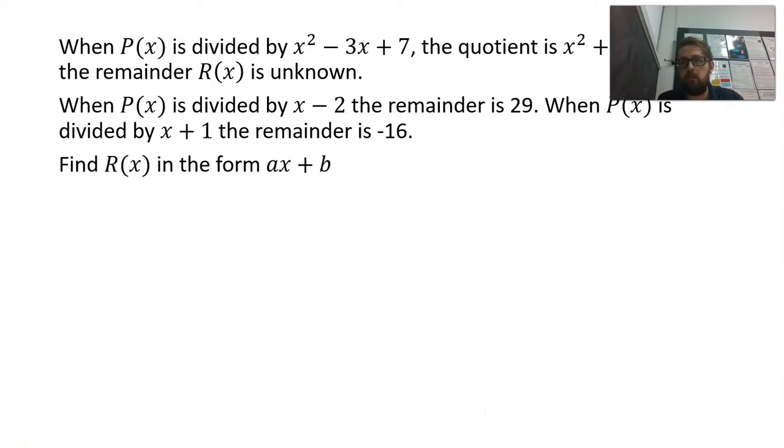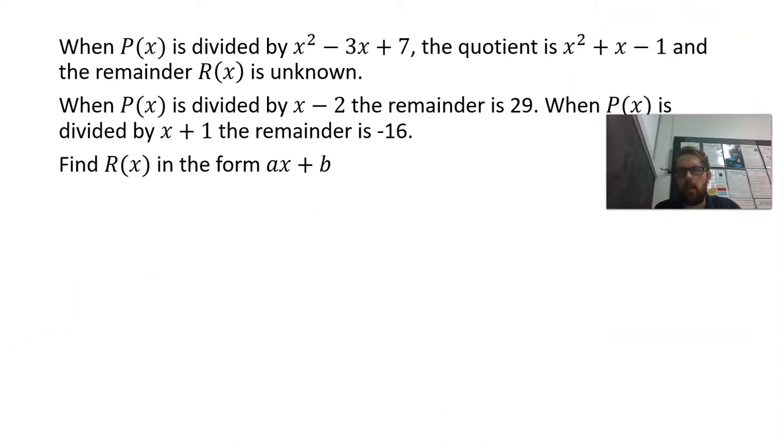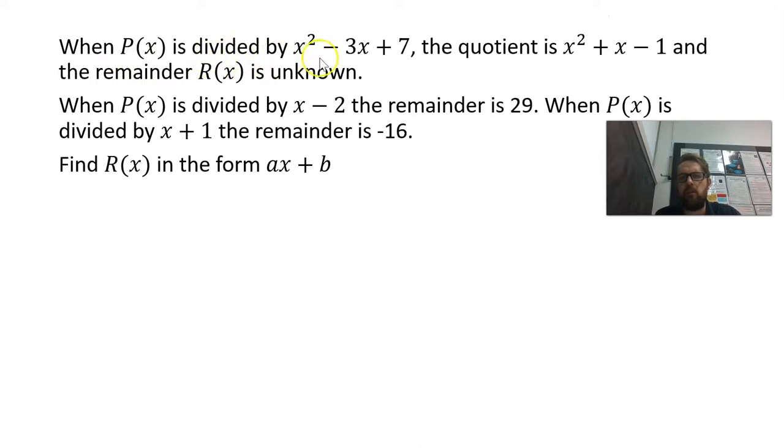So let's have a look at a bit more of an elaborate example. We've got p of x, when p of x is divided by a quadratic this time, x squared minus 3x plus 7. The quotient is x squared plus x take 1, and the remainder r of x is unknown. When p of x is divided by x minus 2, the remainder is 29, and when p of x is divided by x plus 1, the remainder is negative 16. What we've been asked to do is find r of x in the form of ax plus b.